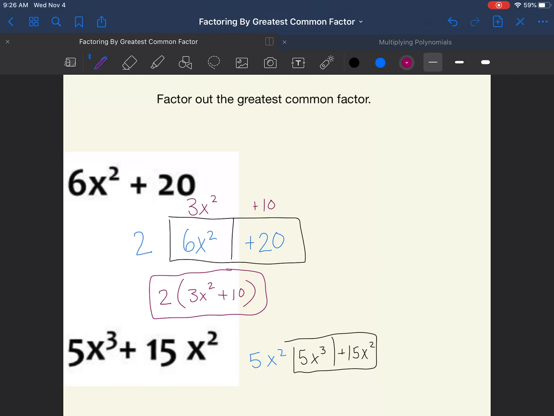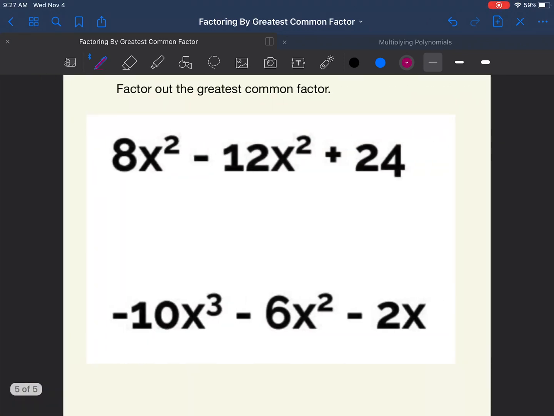So let's see, 5 divided by 5 is 1. X to the third, take out an x squared, leaves me with just x. Let's see, 15 divided by 5 is 3. And the x squareds, I took that one out here, so I'm left with nothing. So my final answer is 5x squared times x plus 3.